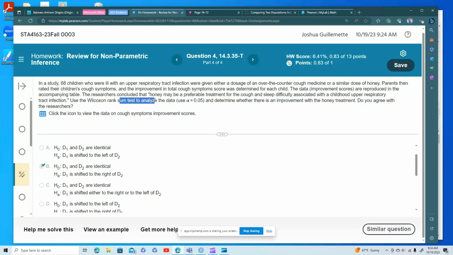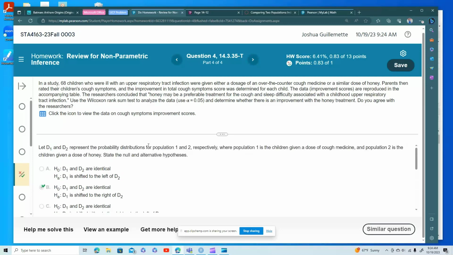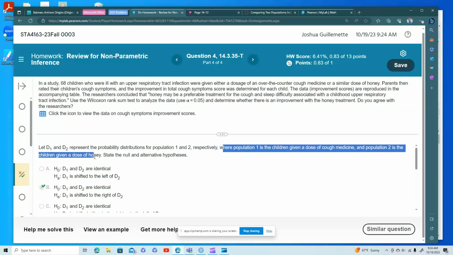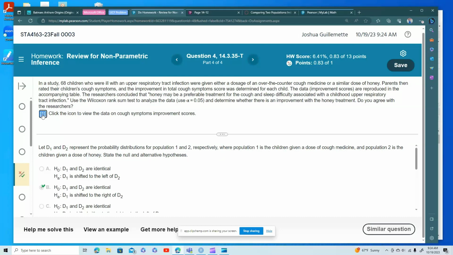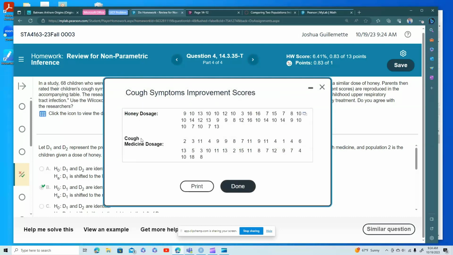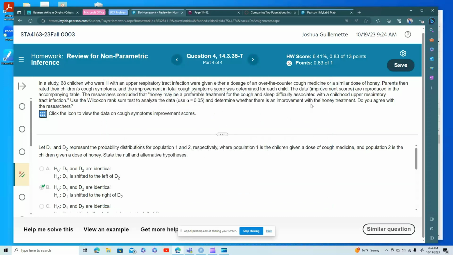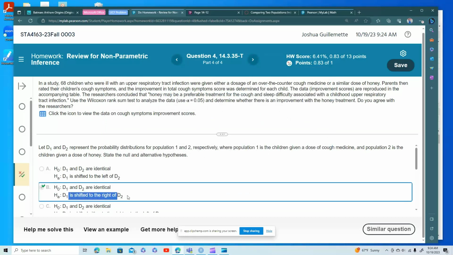We want to use the Wilcoxon rank sum test at the 5% level of significance to determine whether there's an improvement with the honey, right? Now, here it said population 1 is the cough medicine and population 2 is the dose of honey. When you click on the data, honey is actually first and cough medicine is second. And if you have an improvement, it actually makes sense to have D1 shifted to the right. So that actually makes sense if these are backwards, okay?